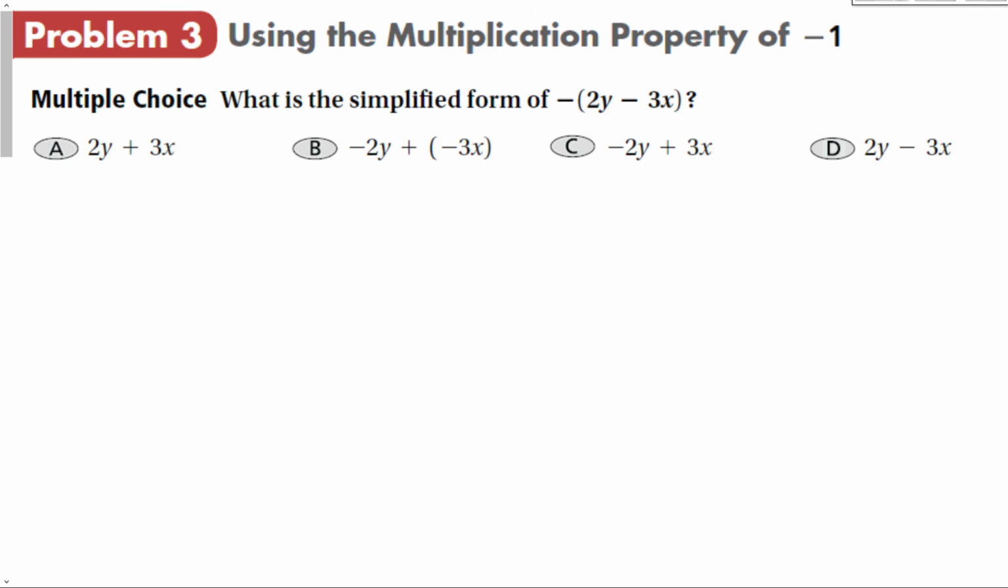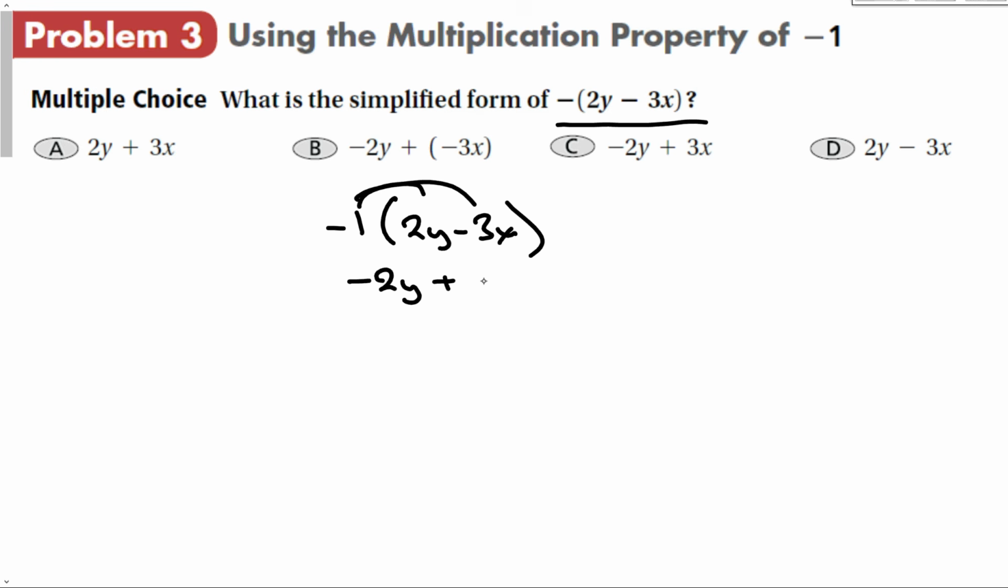So if we have an expression that looks like that, I can think of it as negative 1 times 2y minus 3x. And then distribute that negative 1 to both of those terms to give me negative 2y. Negative times a negative turns into a positive 3x, which is C.